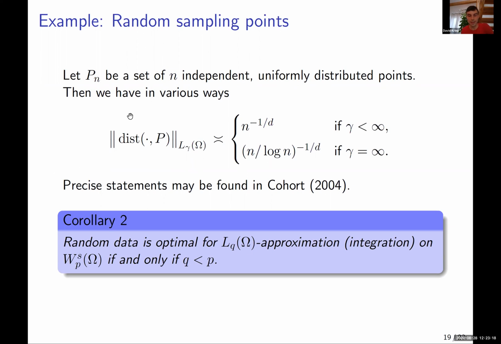This is shown in various ways. For example, if I take the expectation here, then I have this behavior. But also, for example, for the first case, if you put n to the 1 over d to the other side, you have almost sure convergence to some constants. So there are much stronger results.